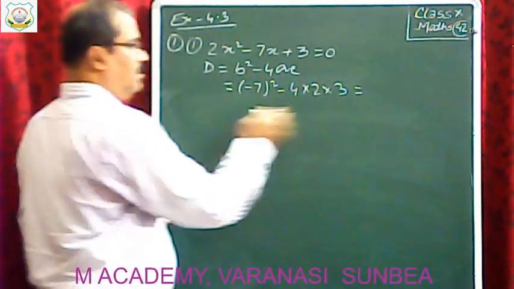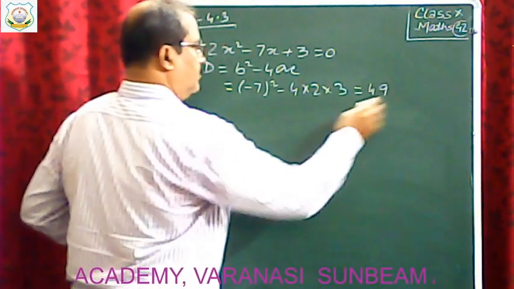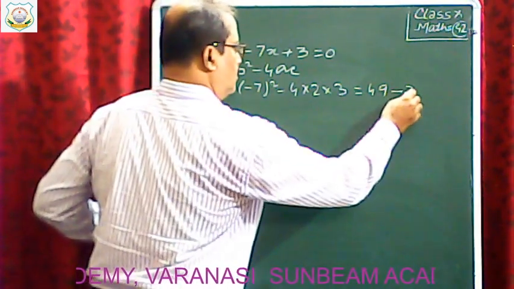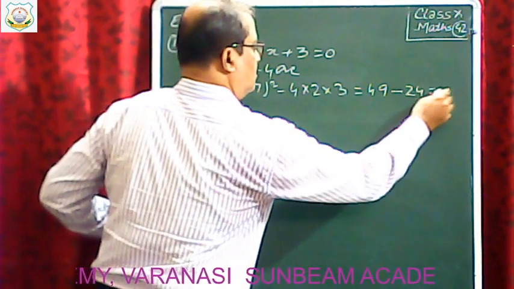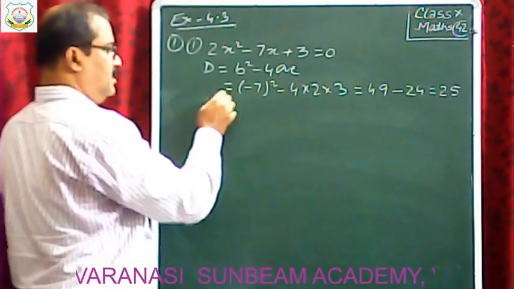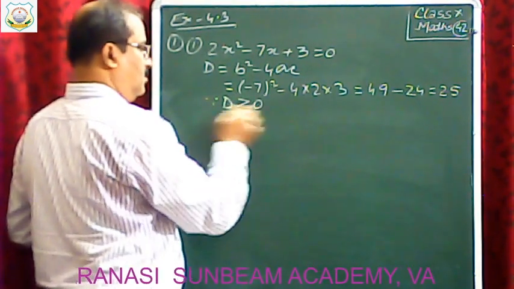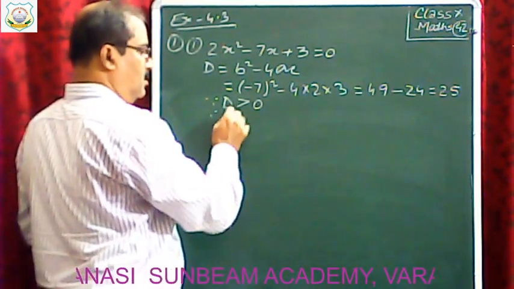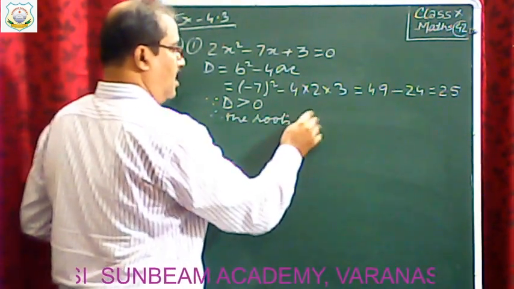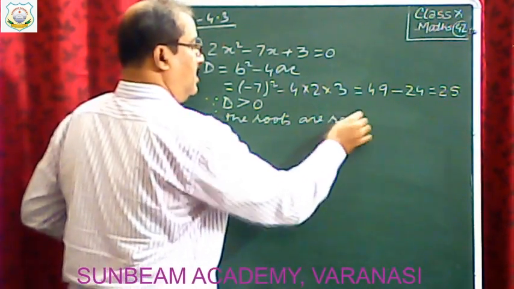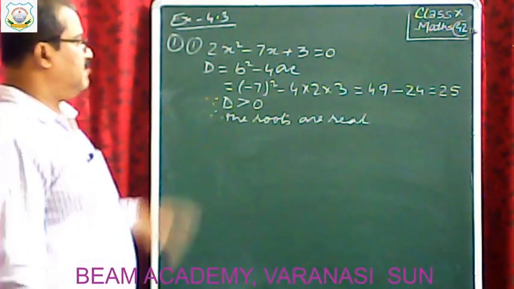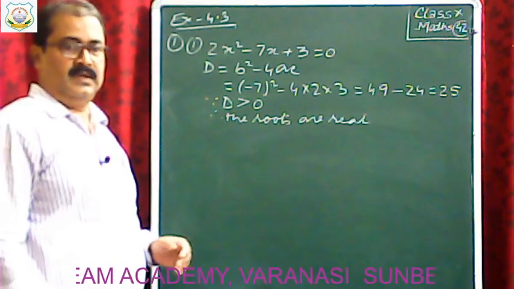What will we get? 49 minus 8 into 3, 24, equal to 25. So 25. So since d is greater than 0, therefore the roots are real and distinct. In this way you have to check the roots are real or not. If real, then you have to proceed.